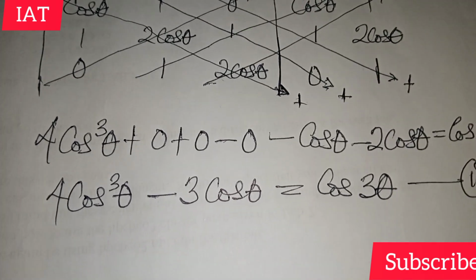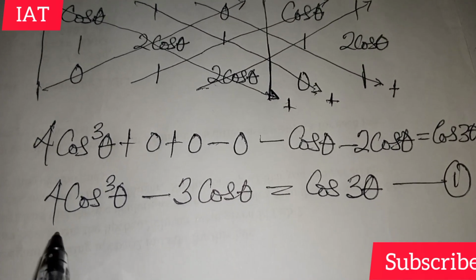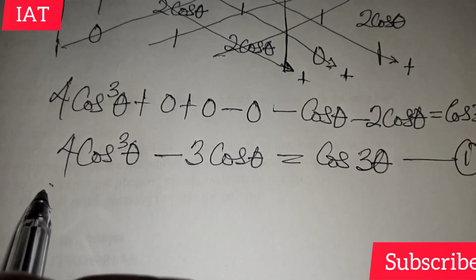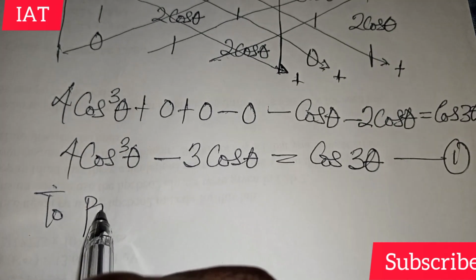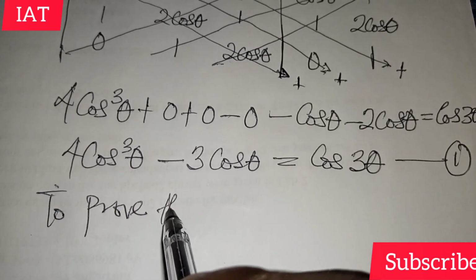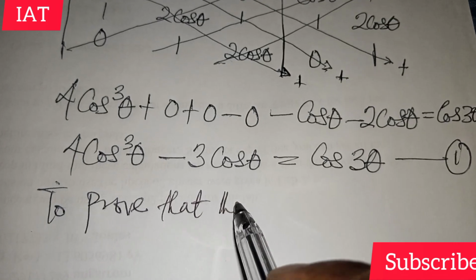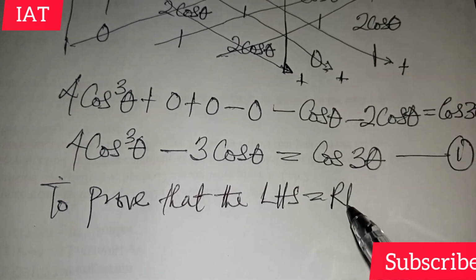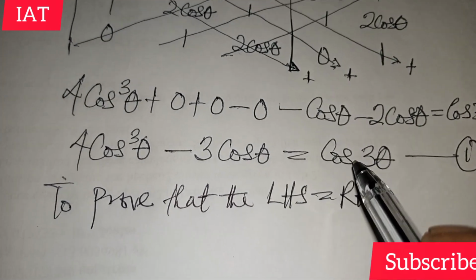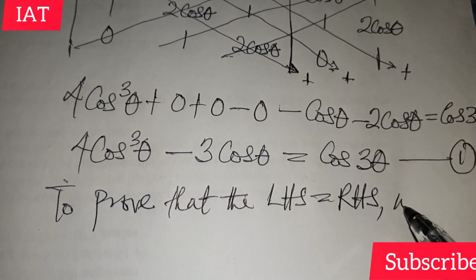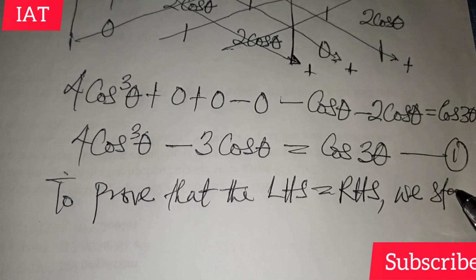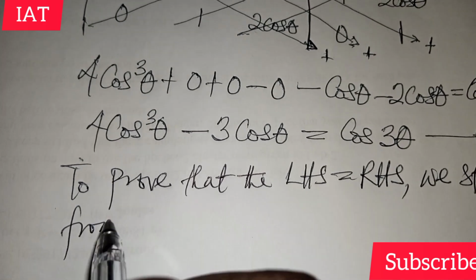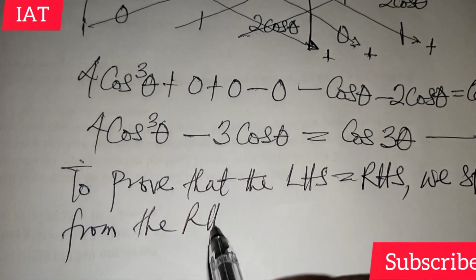So what do we need to do next? We want to prove that the left hand side is equal to the right hand side, that this is equal to this. So we'll start from the right hand side.